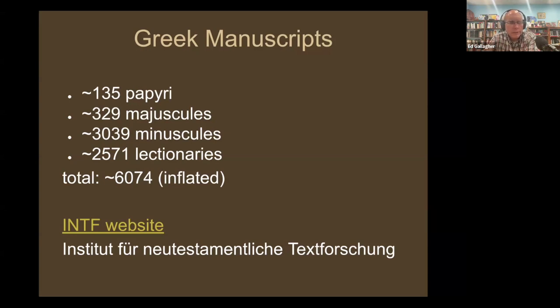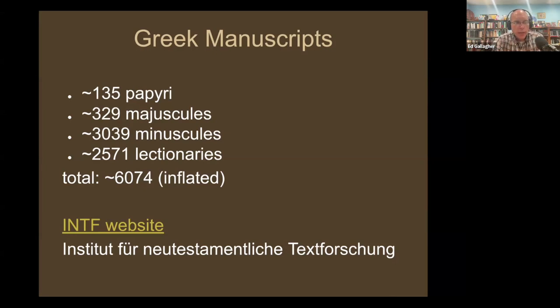They are all assigned numbers. This is from, like I talked about last week, the INTF, this institute in Munster, which assigns these manuscripts numbers. So if it's a papyrus manuscript, the number always starts with a P, and then there's the number of the papyrus. If we're up to 135, like the latest one is P135, well, then the next one is going to be P136. That's how that goes.